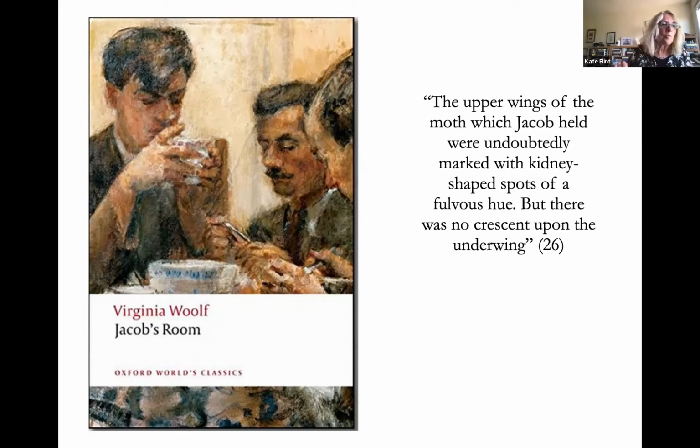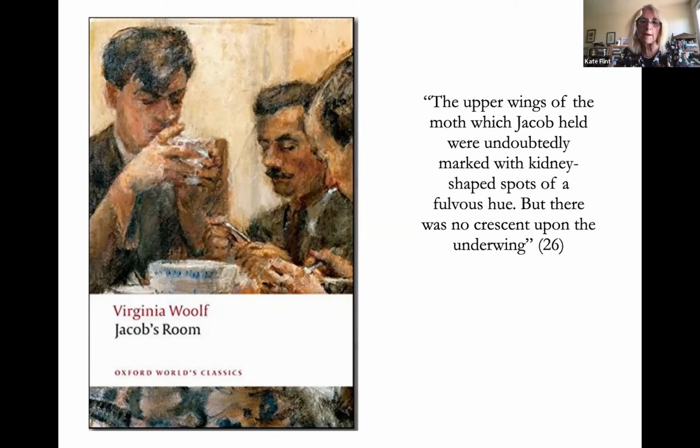The upper wings of the moth which Jacob held were undoubtedly marked with kidney-shaped spots of a fulvous hue, but there was no crescent upon the underwing. And she used this to expand on the recurrent emphasis in the novel on patterning, from irregularly piebald cows to the checkered interplay of light and shade. And this is where the eco-critical really made its appearance, to the ways that Woolf's descriptions completely dissolve distinctions between human and non-human pattern making.